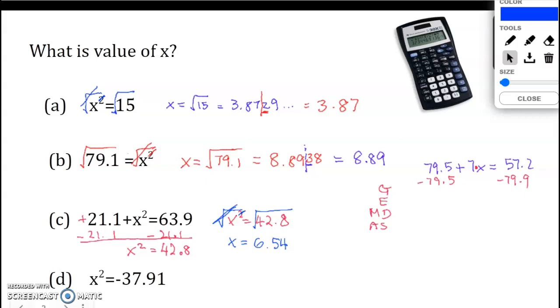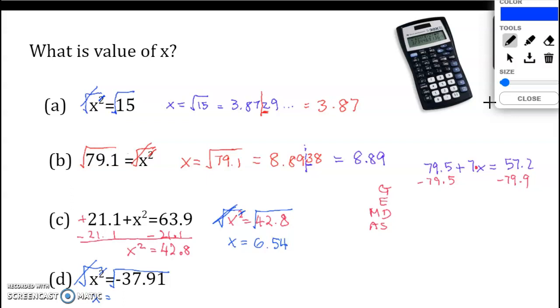And then lastly we have this question. x squared is equal to negative 39.91. How do I do that? Again, I am going to take the square root of both sides because I don't want x squared, I want just x. When I do that, squaring and square rooting cancel each other out, and you're just left with x on the left hand side. On the right hand side, if you use the calculator and get the square root of negative 39.91, what do you get?